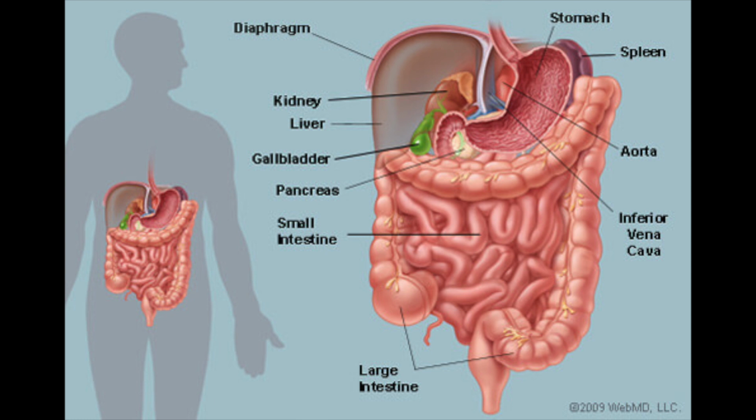The organs that are closest to the pubic bone are the lower organs, such as the rectum, colon, cecum, and appendix.